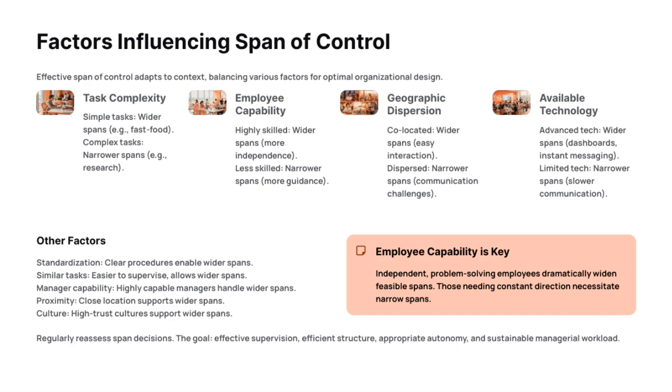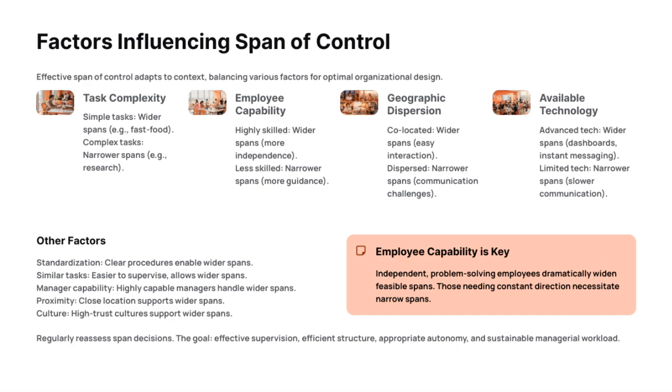Other factors come into play. Advanced technology, like dashboards and instant messaging, can expand spans by facilitating quick communication. Conversely, limited tech often means narrower spans, since communication becomes slower and more cumbersome. Where employees are co-located, wider spans are feasible because interaction is straightforward. But in dispersed teams, communication challenges typically mean narrower spans are necessary.